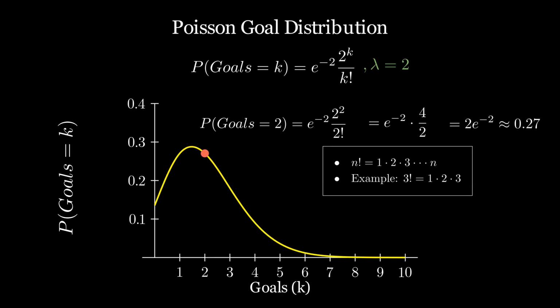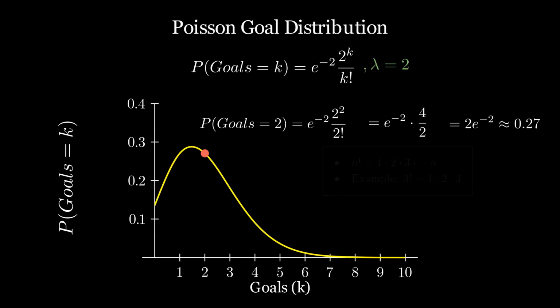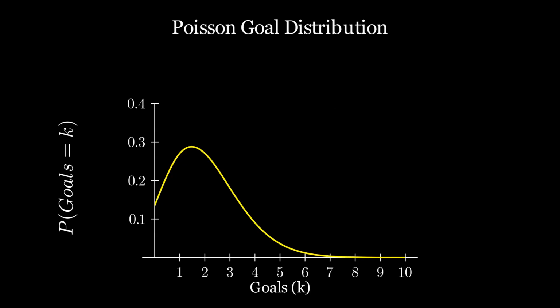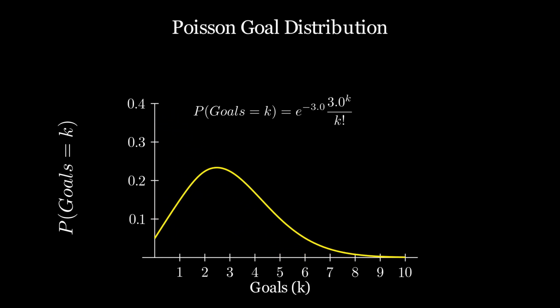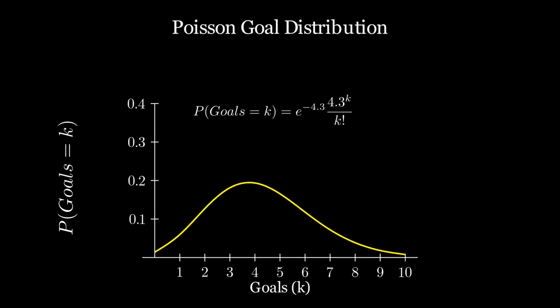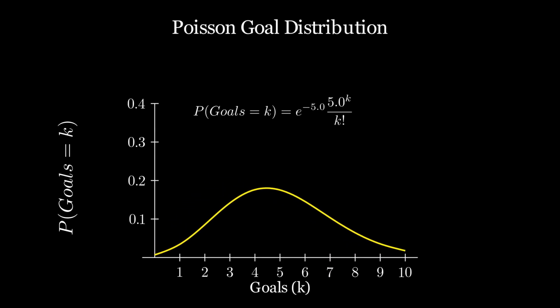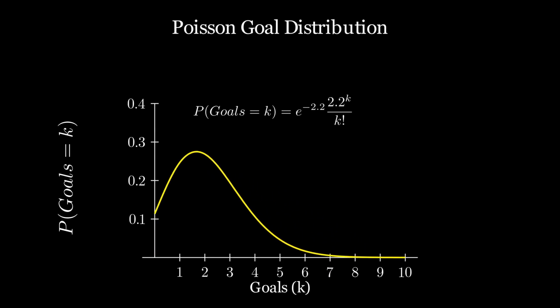Now, if we look at how the curve shifts for different values of lambda, we see a very clear pattern. Smaller values of lambda peak at a lower goal count, while larger values of lambda shift the entire curve to the right and peak at higher goal counts. And let's dive into this a little bit more with a side by side comparison.